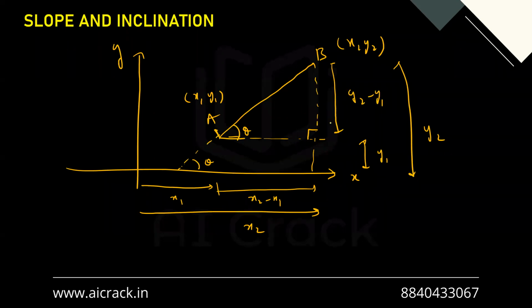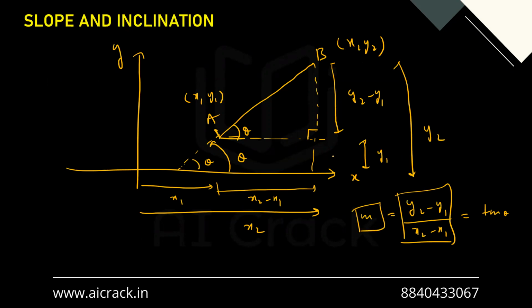Now if I try to write the slope, that would be y2 minus y1 divided by x2 minus x1, and that is nothing but tan theta. So basically, if I measure the angle in the counterclockwise direction, and that is theta, then tan theta is slope only. And slope also can be written in this particular format. Okay. So this is the inclination and this is the slope. This is the slope and this is the inclination.